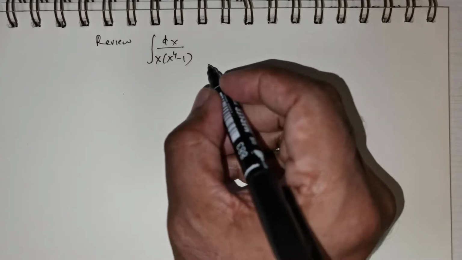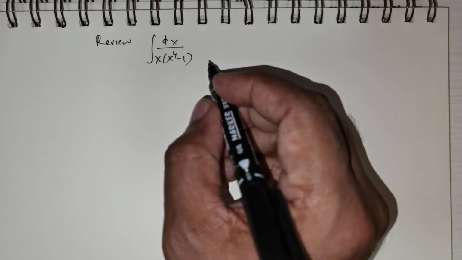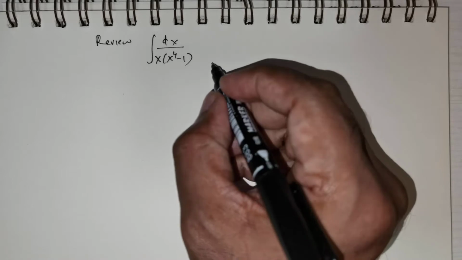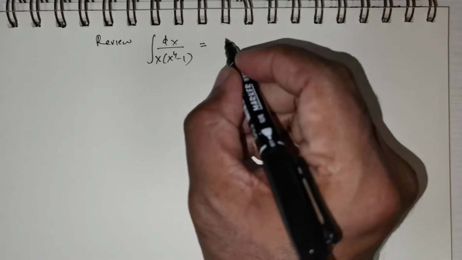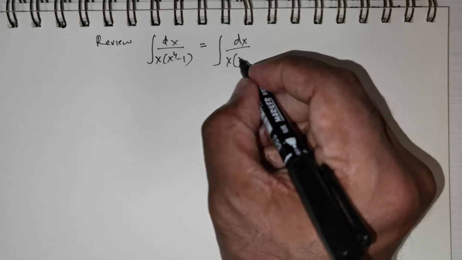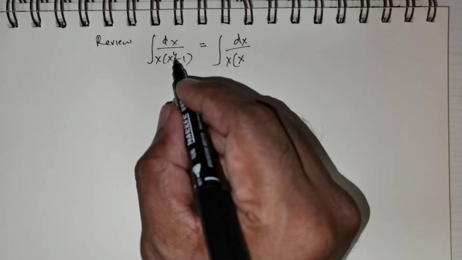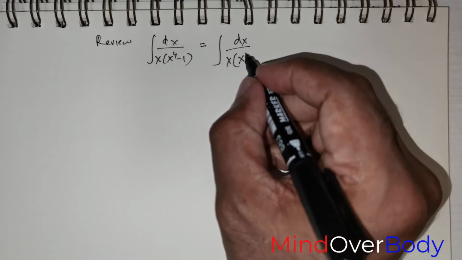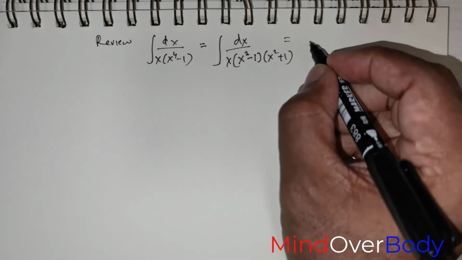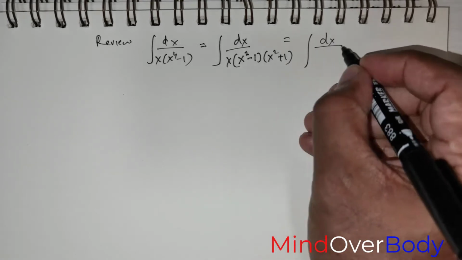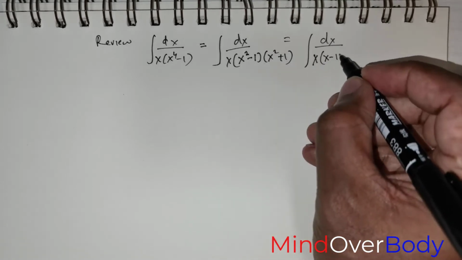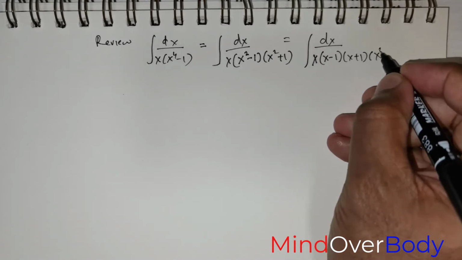So in the previous class we studied solving integration problems using partial fractions. If I were to rewrite this, it can be rewritten as integral dx over x times (x to the power of 4 minus 1). Now I can rewrite this as (x squared minus 1) times (x squared plus 1). This can be further rewritten as integral dx over x times, and x squared minus 1 can be rewritten as (x minus 1) times (x plus 1) times (x squared plus 1).